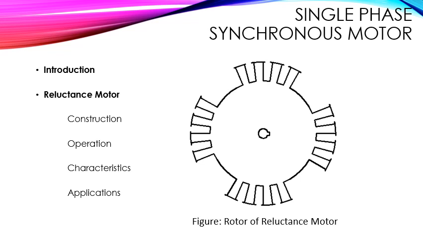Now characteristics and applications. The pull in and pull out torque of the reluctance motor is small, and the motor is subjected to cogging as the rotor torque varies with the rotor position. The cogging effect can be reduced by skewing the rotor bars and by not having the number of rotor slots equal to an exact multiple of the number of poles.